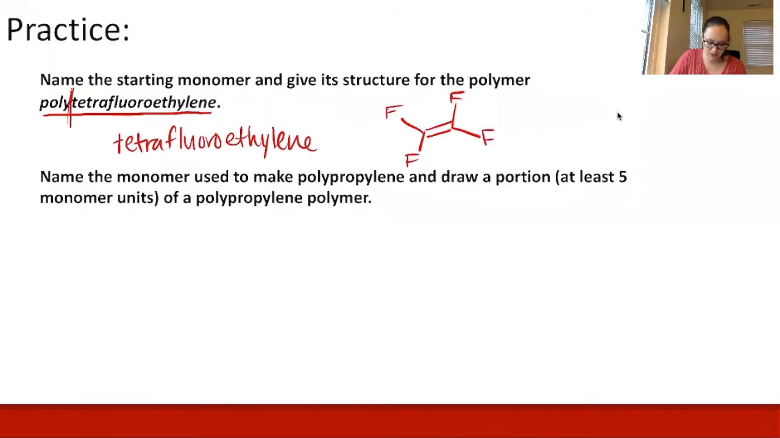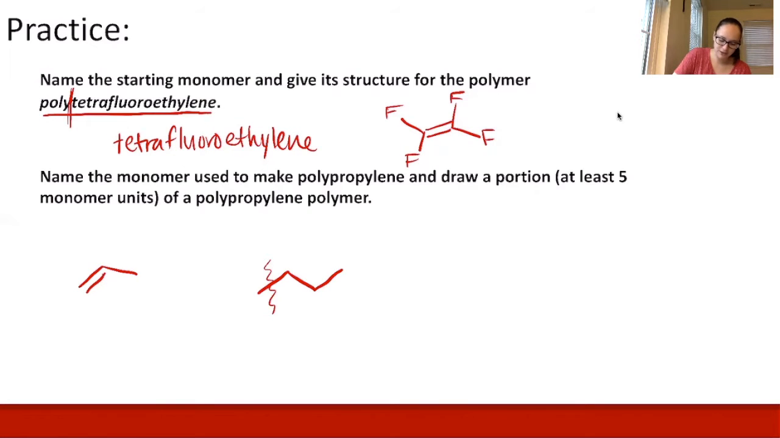Okay, and then it says name the monomer used to make polypropylene and draw a portion of the polypropylene polymer. So polypropylene, meaning many propylenes, so we need to draw propylene. Prop is the starting name for it, so 3 carbons long. Propylene or propene is going to be this molecule here. And then we need to draw at least 5 monomer units of polypropylene. So I'm going to just start with a line, and I'm going to put my squiggly line to show that this is not where it starts, but it's the middle of the polymer.